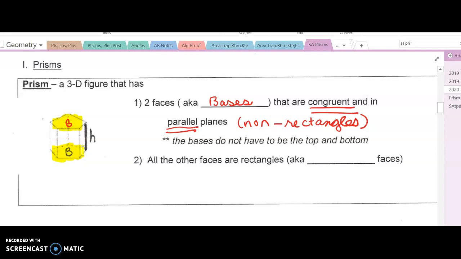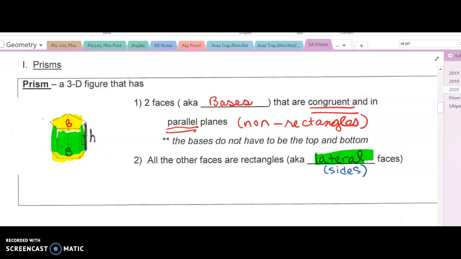All the other faces, all the other rectangles, are called lateral faces. This comes from the Latin word latus, meaning side. Okay, so these are the side faces. So if we were to find the lateral faces, that would be all these green guys here.